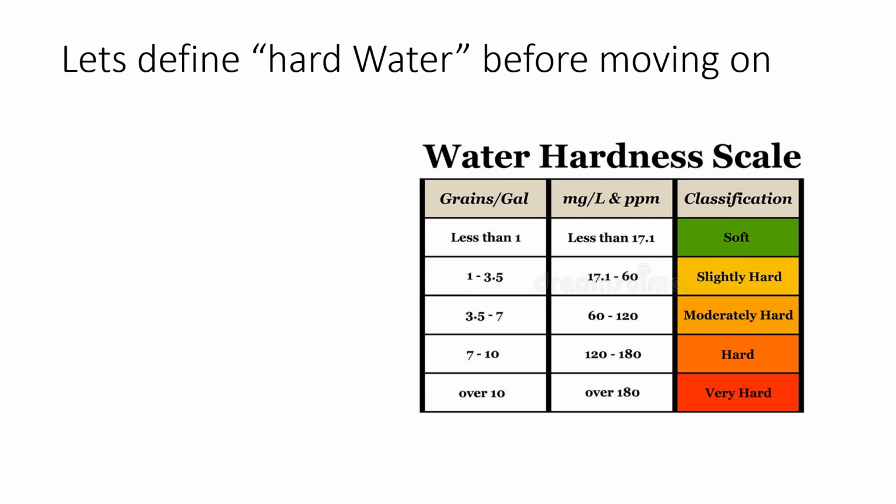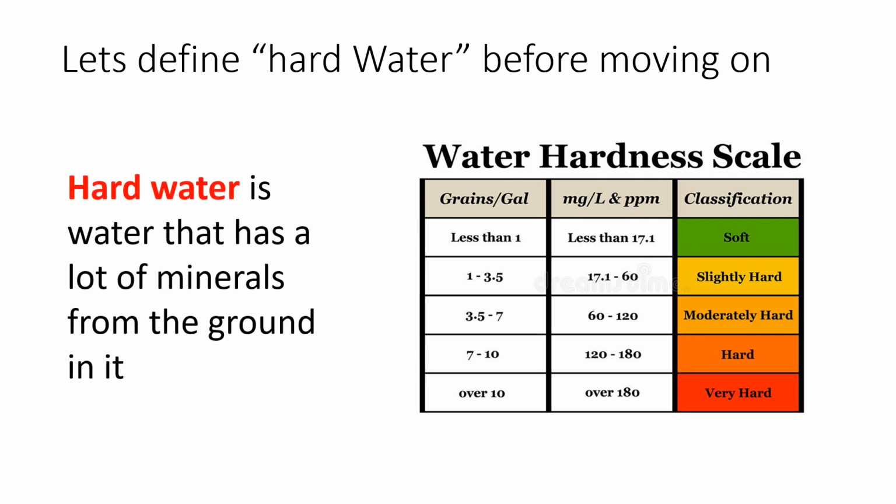So let's define this whole hard water concept. Hard water is just water that has a lot of minerals from the ground in it. There's no hard and set number necessarily that says this is hard and this isn't. It's more like a scale. That water goes from being soft to being very hard, with kind of a range in between. But for our purposes, we're going to say that hard water is water from the ground that's got a lot of minerals in it.